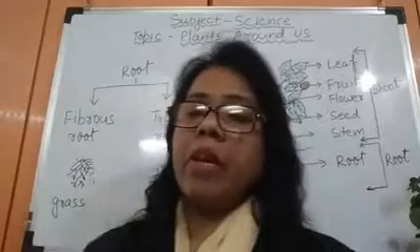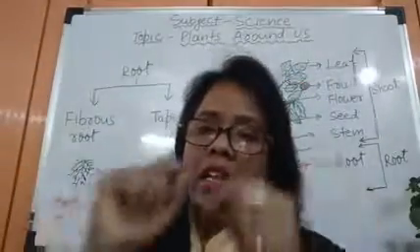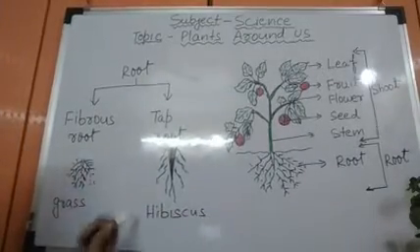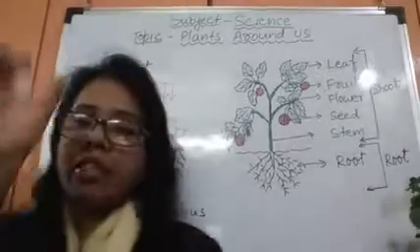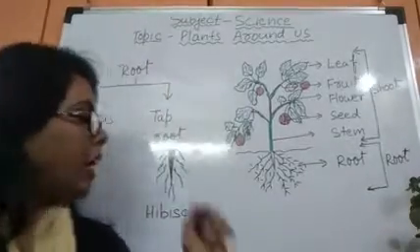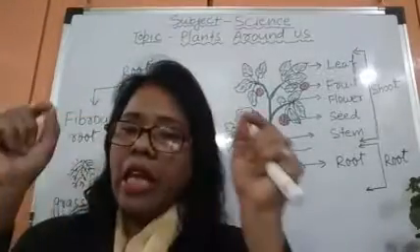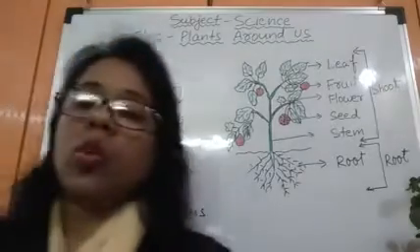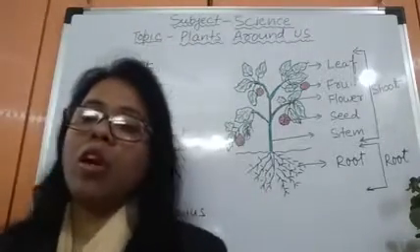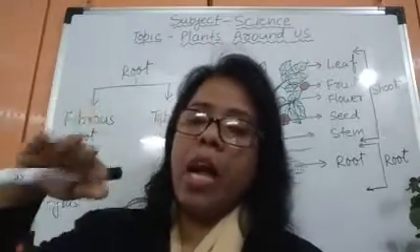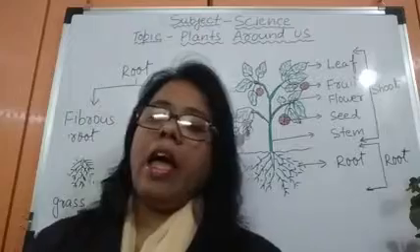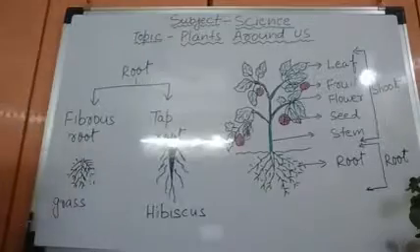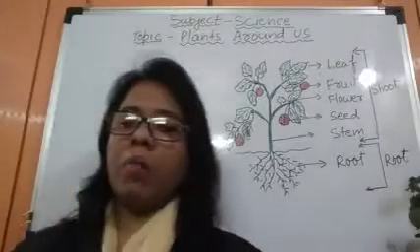And here in fibrous root, you can see only thin, thread-like structure. And in tap root, one main part is there, one thick part is there, and in that thick part many thread-like structures are also there. So there are two types of roots, fibrous roots and tap roots. What is the work of roots? Root helps the plant to fix at one place, and it provides water and nutrients to the plant also. Fine. Now we will know about shoot.